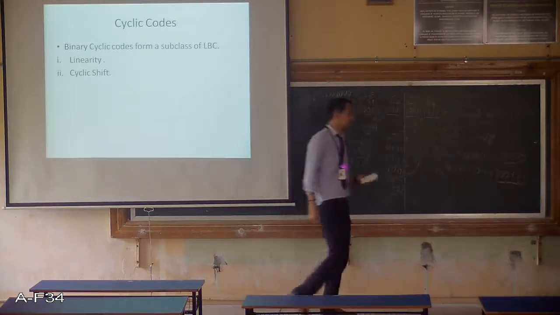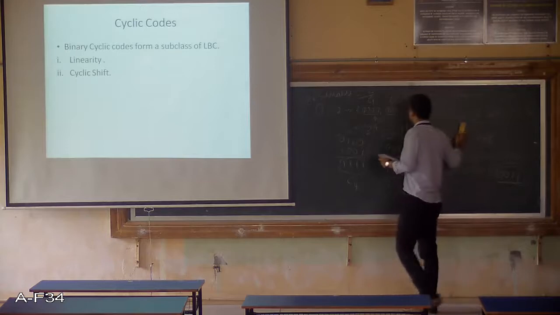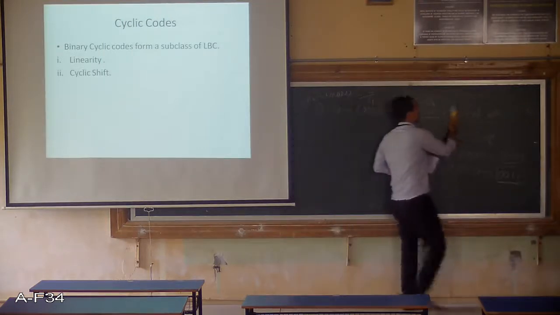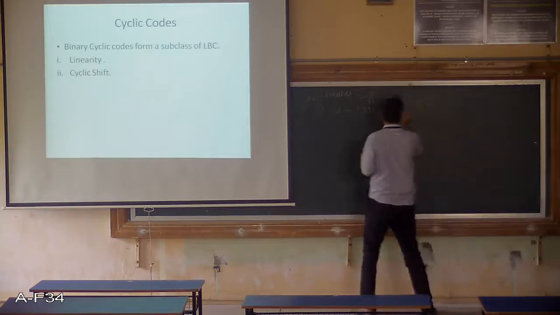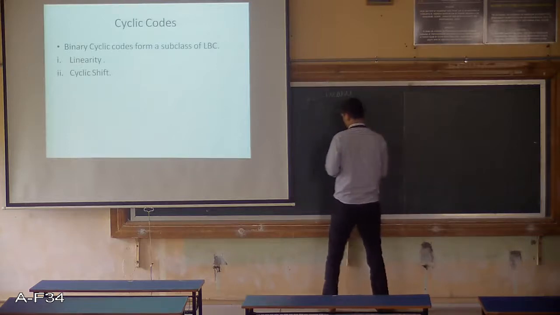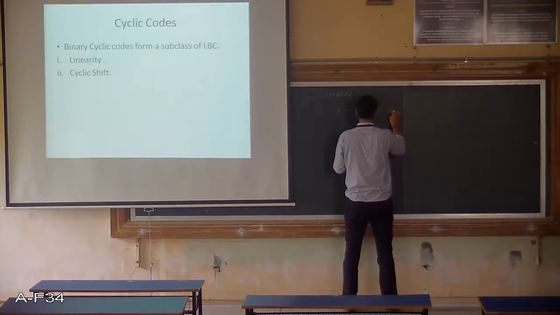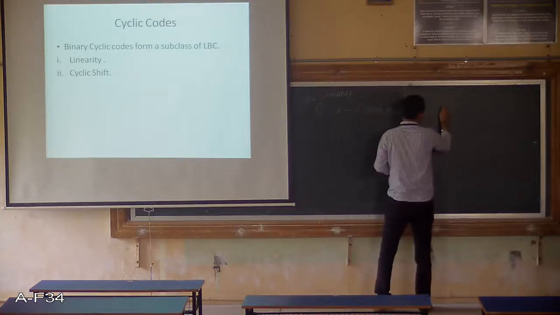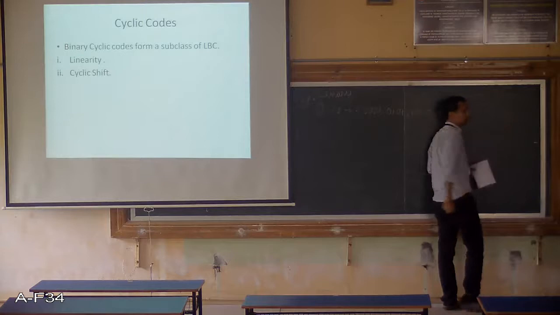Hence, the given code word does not satisfy the cyclic shift property. Yes, this is one example. I have to take an example and solve it. I will give another problem, and you have to solve it. Check whether this 0 0 0 0 1 0 1 is cyclic. You have to check whether this given code is cyclic. Okay, you have to solve this.